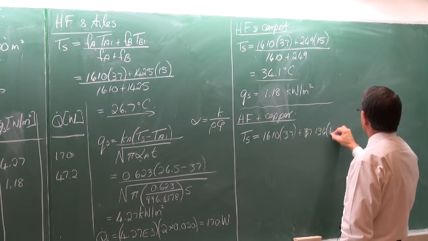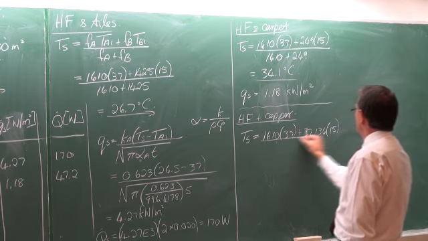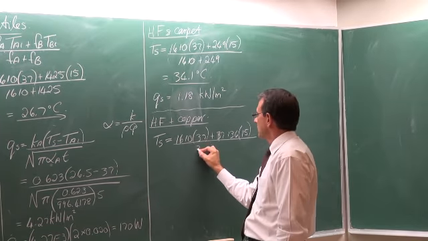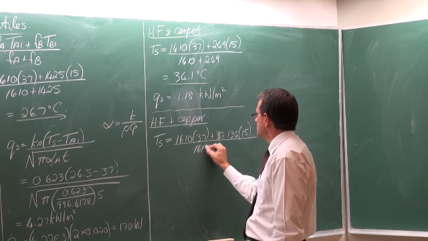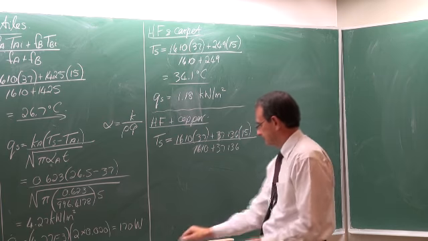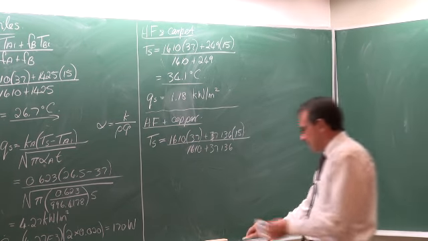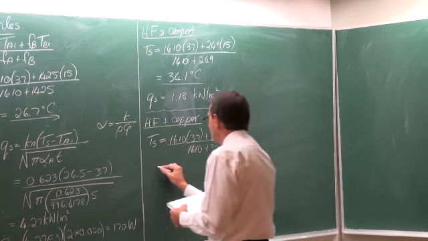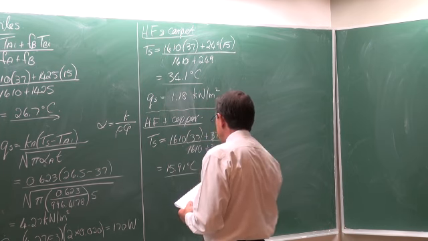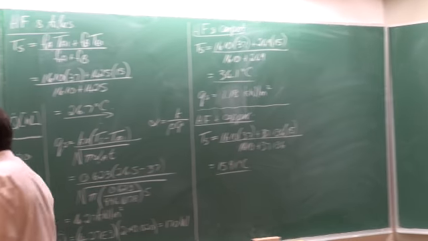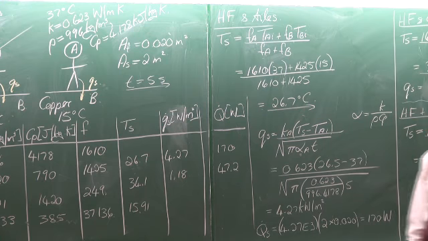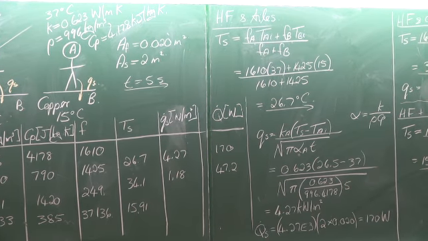37,136, multiplied by its temperature, which is 15, divided by the two F values, okay, and that gives us a temperature of 15.91 degrees Celsius.